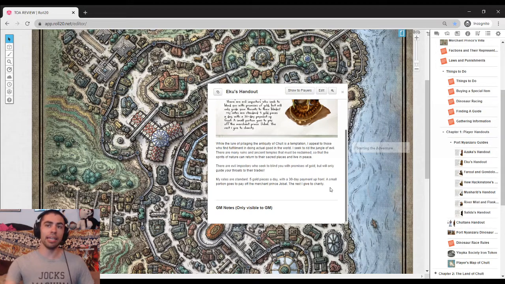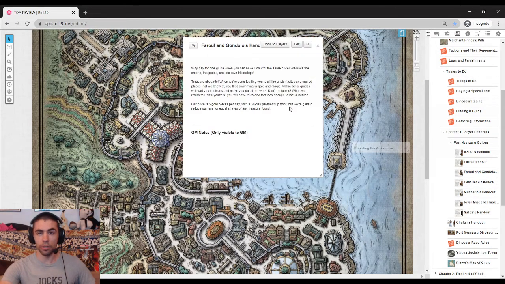Eku is a guide who really only wants to work with good aligned people. Her kicker is that she is actually a Kuwaddle, and she cannot tell a lie. So as a DM, you have to be creative in not saying anything that would give away her Kuwaddle-ness, while at the same time not telling a lie, unless you want to bend what she is. But that really presents a fun roleplay challenge, not only for the players, but for yourself as well.